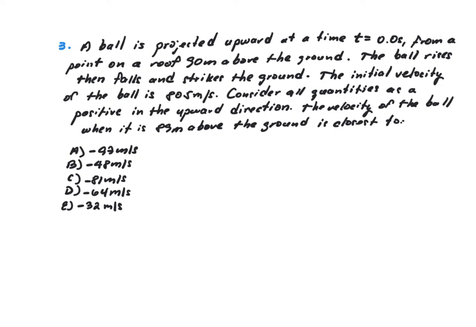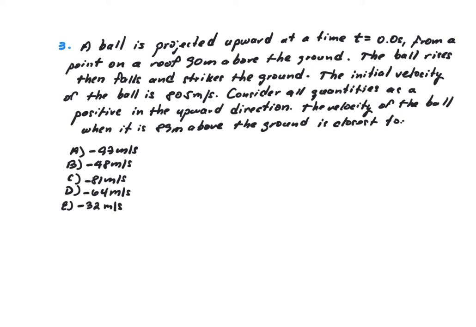Okay, so moving on to question 3 of work for study plan, chapter 2. Question 3 says a ball is projected upward at a time of 0 seconds from a point on a roof 90 meters above the ground. The ball rises, then falls, and strikes the ground.